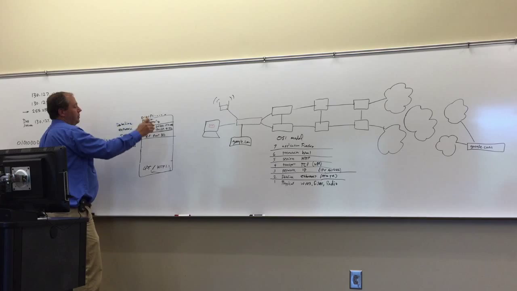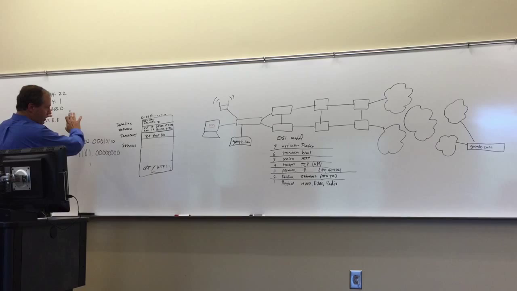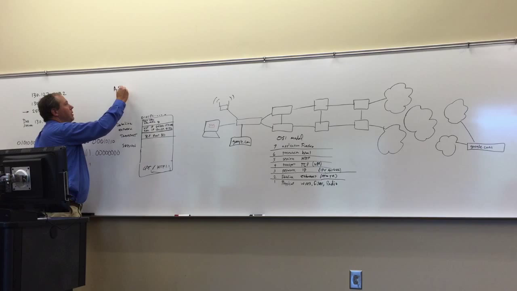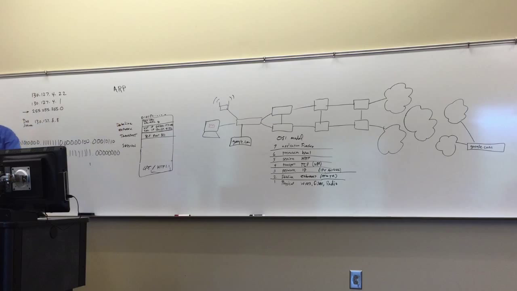Let's say I determined that this was on the same subnet. I would use this protocol called ARP, Address Resolution Protocol, and I would send out a broadcast to everybody on the network and say, hey, who has 64.233.177.105? And somebody would answer and say, I have it, and my Ethernet address is B, or something like that.